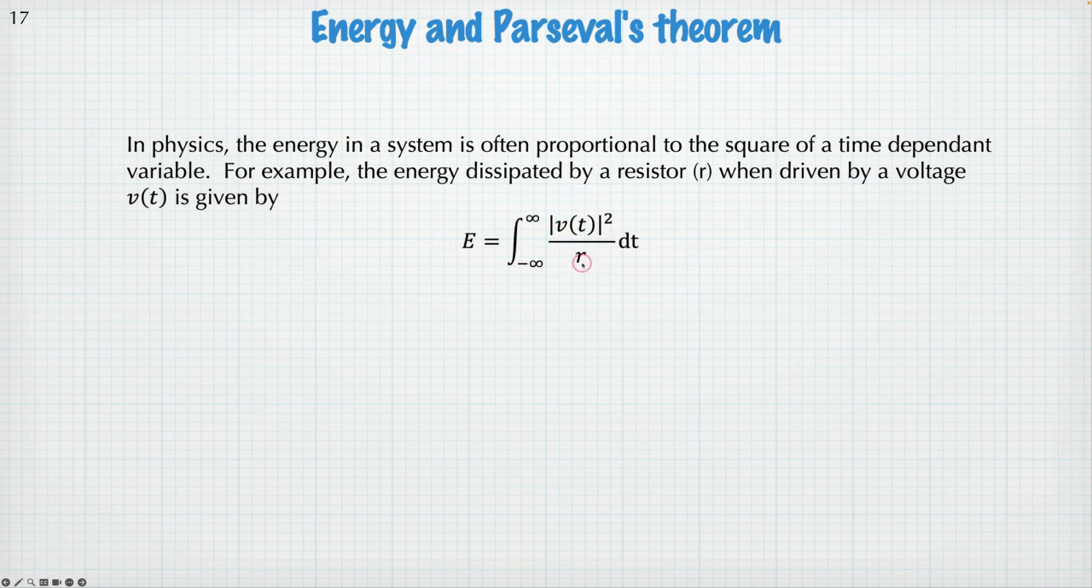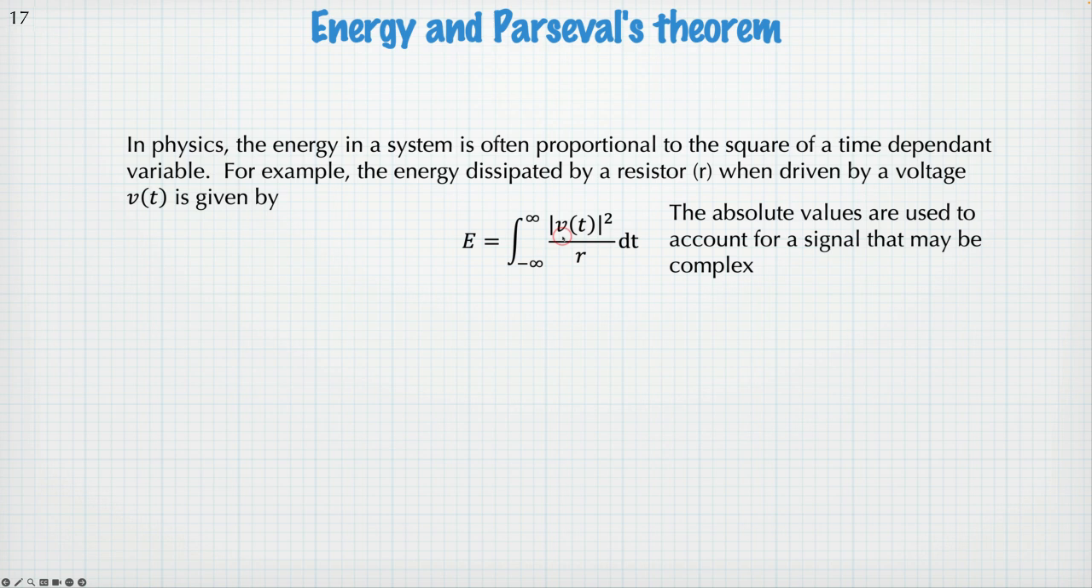V squared over R. The absolute value signs here account for complex or negative signals, and you recognize this as the power dissipated by a resistor of value R. Integrating the power gives you the energy. Now, things that look like the square are really common in energy type calculations.